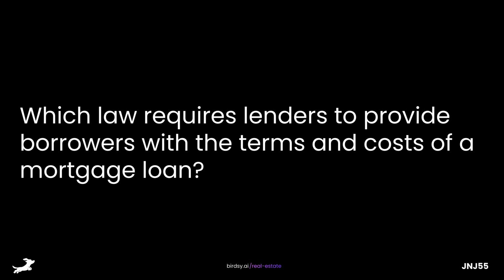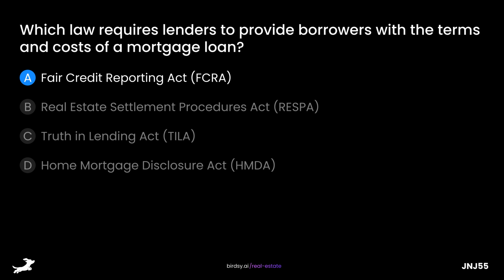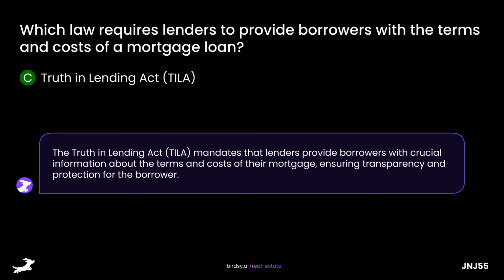Which law requires lenders to provide borrowers with the terms and costs of a mortgage loan? Is it A, Fair Credit Reporting Act, FCRA, B, Real Estate Settlement Procedures Act, RESPA, C, the Truth in Lending Act, or D, Home Mortgage Disclosure Act, HMDA? The answer is C, the Truth in Lending Act, TILA. The Truth in Lending Act mandates that lenders provide borrowers with crucial information about the terms and costs of their mortgage, ensuring transparency and protection for the borrower.